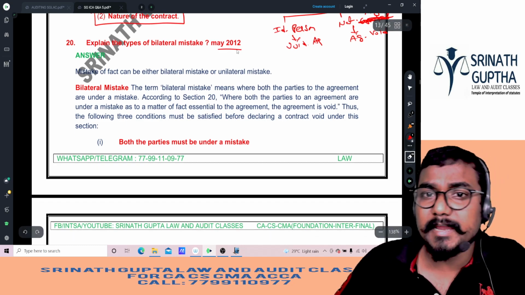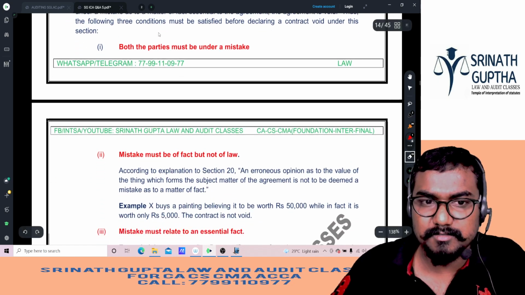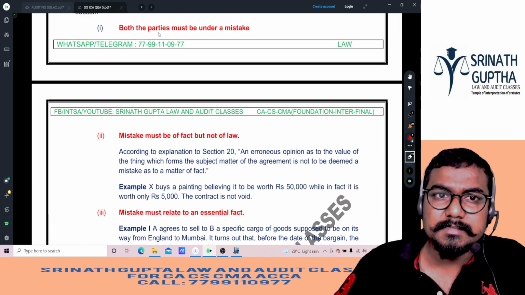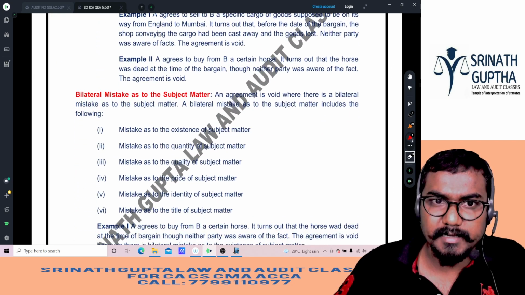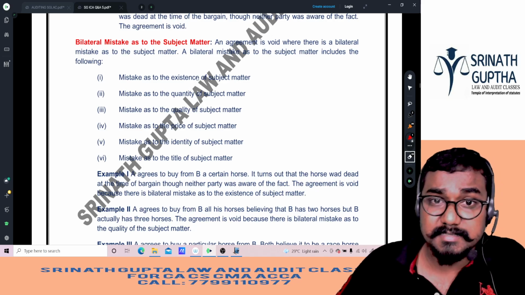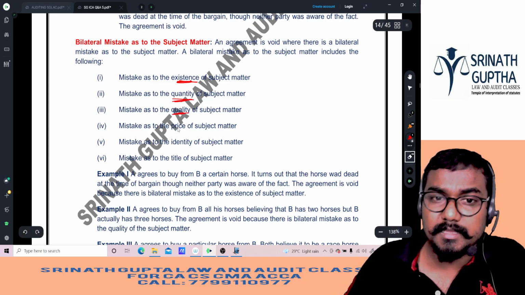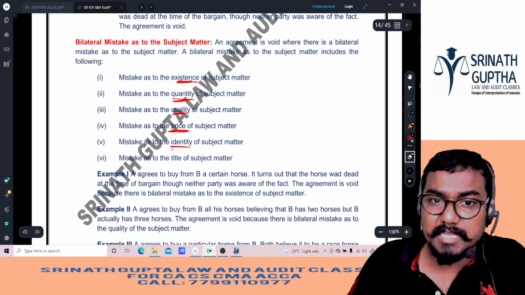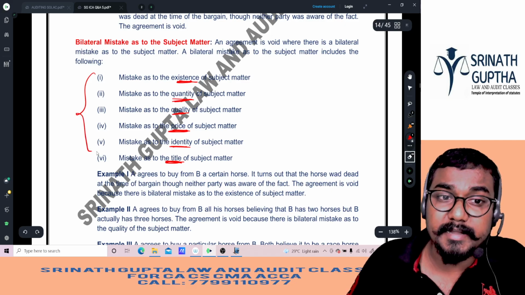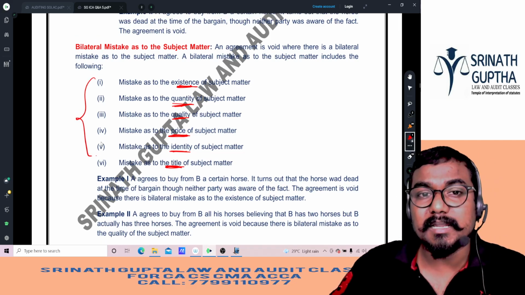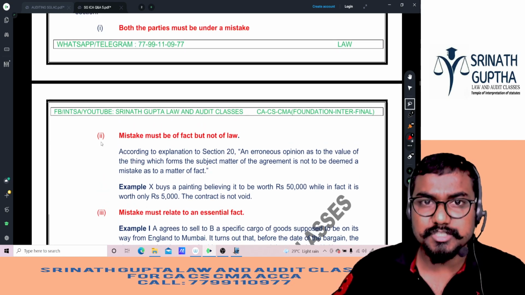Last question, beta. May 2012. Types of bilateral mistakes, beta. There are so many types, beta. Types of bilateral mistakes: mistake as to existence of subject matter, mistake as to quantity, mistake as to quality, mistake as to price, mistake as to identity, mistake as to title. These are the various types of bilateral mistakes, beta. Bilateral mistake is broadly two types.